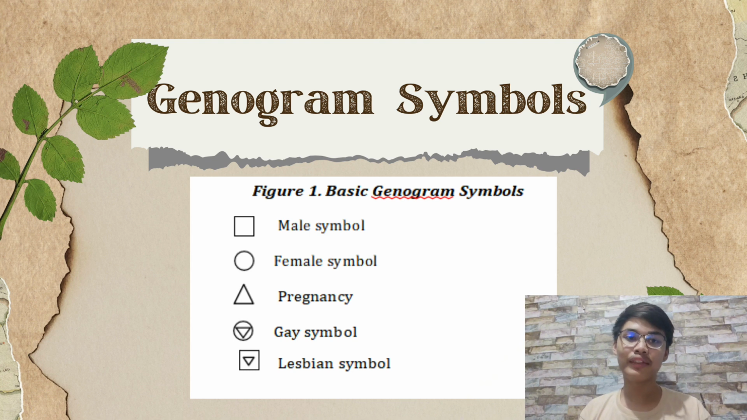Now notice these two symbols. Observe that the gay symbol has a circle on the outside, because these people tend to feel and act like women, right? While the lesbian symbol has a square on the outside, because these people tend to feel and act as men. So those are the basic genogram symbols.